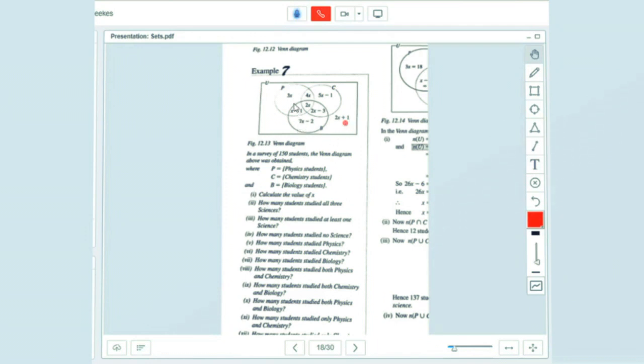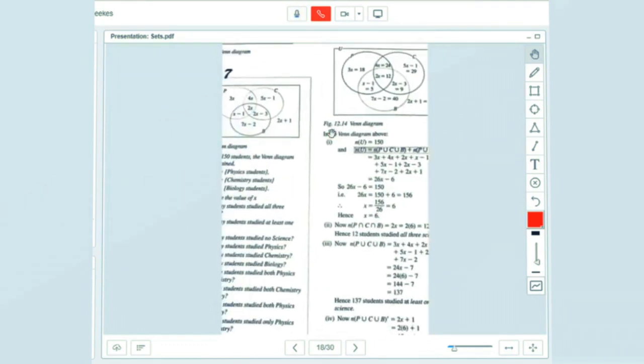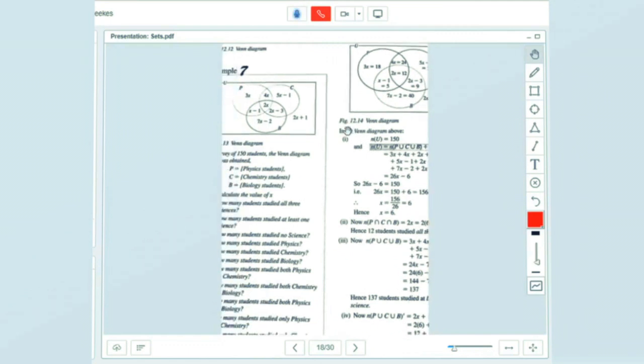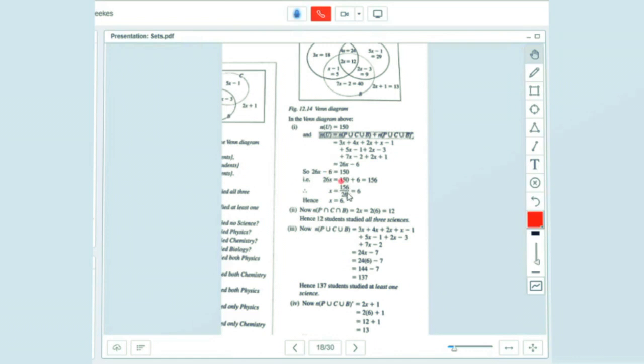So it'll be 3x plus 4x plus 5x minus 1 plus 2x plus x minus 1 plus 2x minus 3 plus 7x minus 2 plus 2x plus 1. Once we put all of those together and work it out, you will get a value for x. And they put it in here, and after they did all their working, they got x as 6.